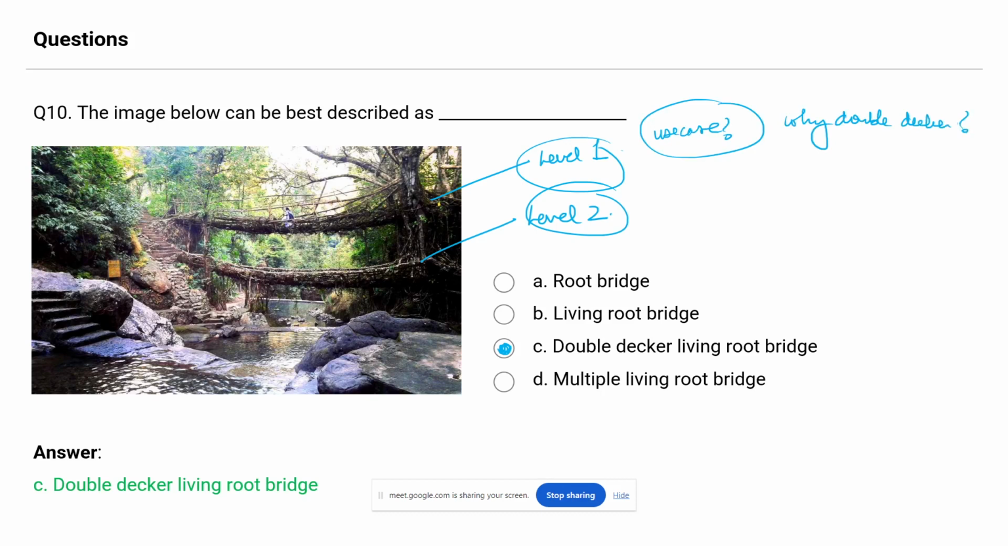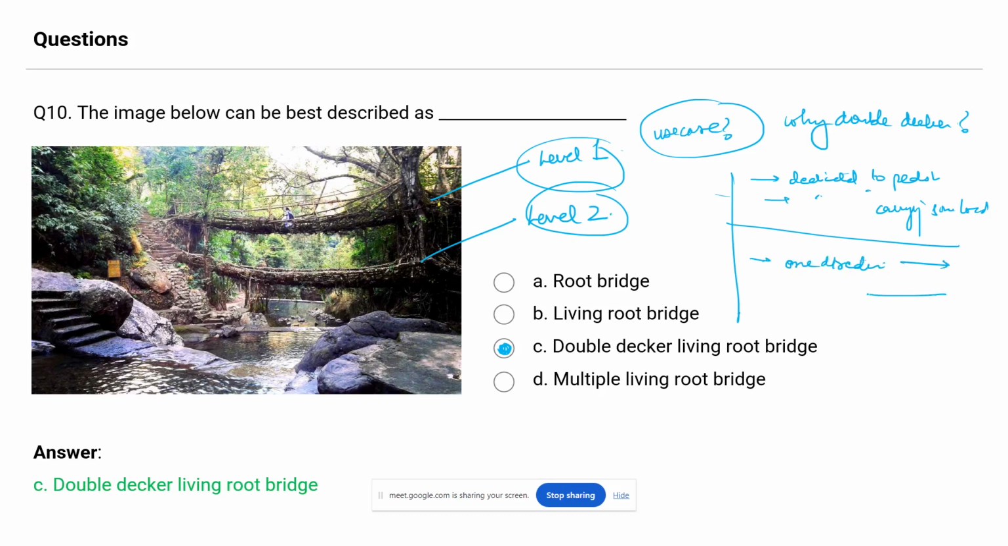Tell me. There could be many scenarios. One could be dedicated to pedestrians, or it could be dedicated to people who are carrying some load. It could be anything, right? We are just ideating. We are not saying that this is the correct answer, but we are just ideating given the fact that why two levels of bridges? One could be that one is for one direction and the other one is for the opposite direction.